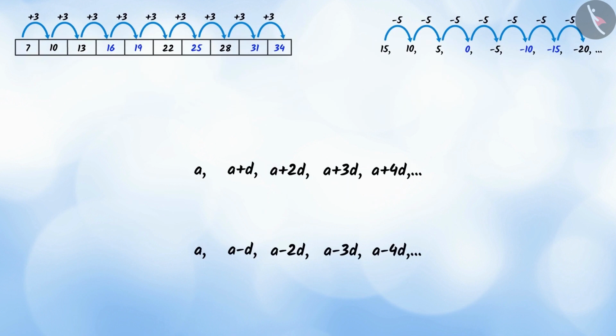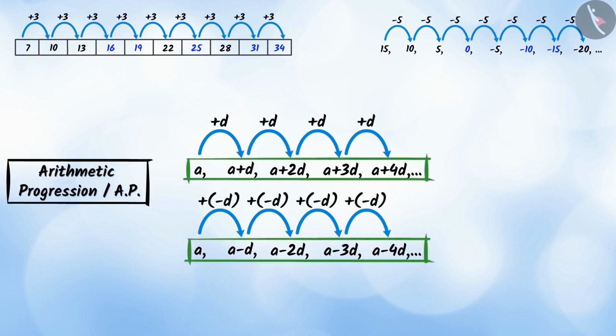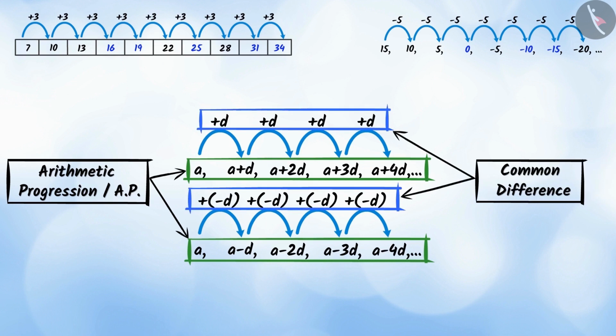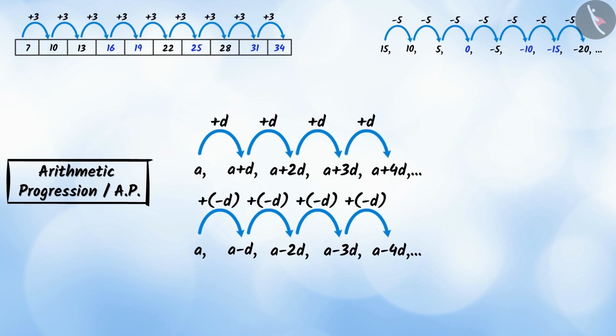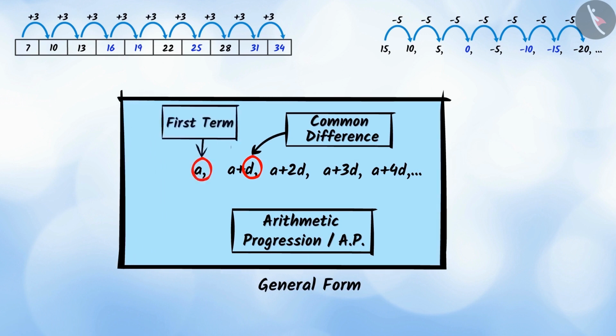Such a list of numbers, where each term except the first term is obtained by adding a certain number to the previous term, is called an arithmetic progression, AP. And the fixed number that is added is called the common difference of the arithmetic progression, which we represent by the letter D. This is called the general form of the arithmetic progression, where A is the first term of the progression.